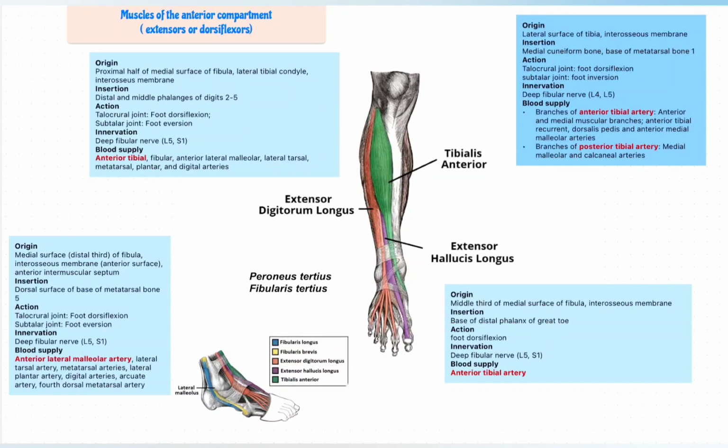Finally, we have the peroneus tertius or the fibularis tertius muscle. This muscle originates from the medial surface of the distal third of the fibula, the interosseous membrane, and the anterior intermuscular septum to insert in the dorsal surface of the base of metatarsal bone number 5. It helps in dorsiflexion and eversion, innervated by the deep fibular nerve and the anterior lateral malleolar artery. This muscle can be found in some individuals. I think 15% of the population have this muscle, and the rest do not have the muscle. And that's all.